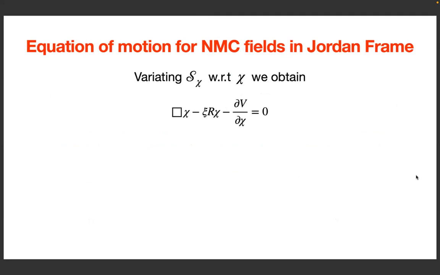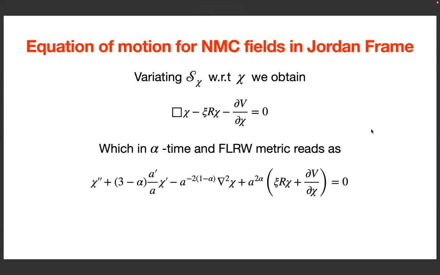Okay, I can vary my action for the non-minimally coupled field, the chi field, and I can obtain an equation of motion, which actually looks very simple. It's like just having an extra term here that is proportional to the Ricci scalar. And if I write this down in the metric I have just chosen, it looks like this. So you can see, again, it's the same equation that we are all used to, the Klein-Gordon equation in an expanding background, with another term, which could be seen as some kind of effective potential given by its coupling to gravity.